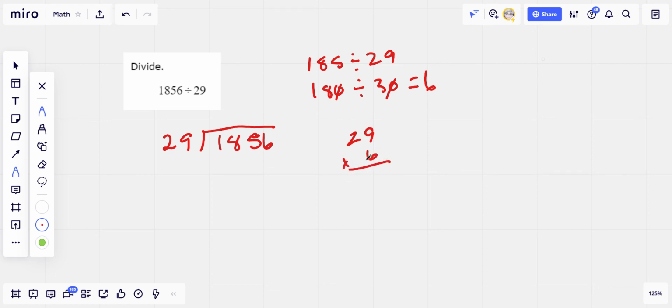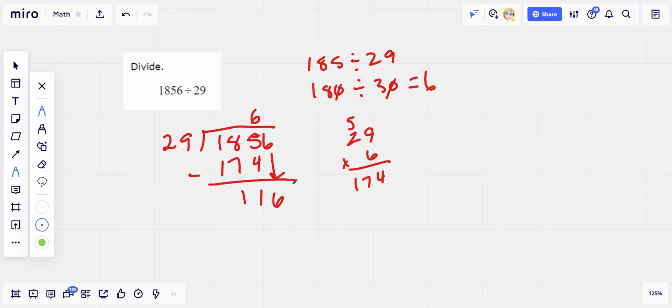So 6 times 9 is 54. 6 times 2 is 12, plus 5 is 17. So we got 174. That looks pretty good. So I'm going to go ahead and put our 6 up here. And when we multiply 6 times 29, that's what we just did there, we get 174. And then when we subtract, 5 minus 4 is 1, 8 minus 7 is 1, 1 minus 1 is 0. So we got a difference of 11. As long as this number is not 29 or bigger, then we did it right. Then we bring down the 6.